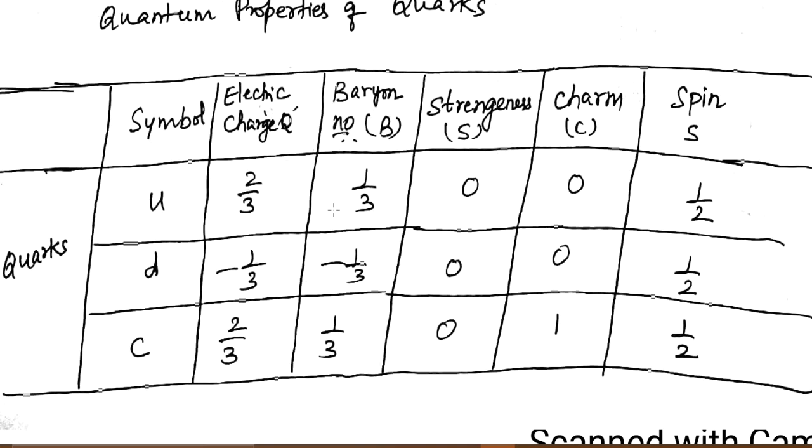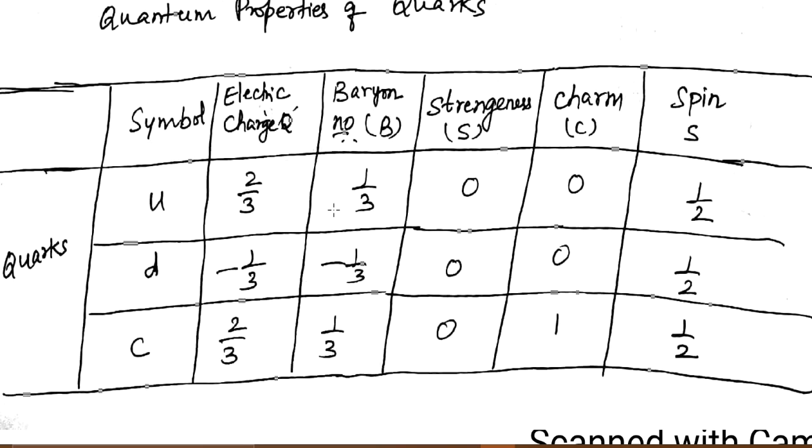The table I have not drawn neatly. Just go through the columns given in the tabular column: quarks, their symbol, electric charge Q, baryon number, strangeness, charm, and spin. These are all quantum numbers, quantum properties of quarks. So we denote 3 types of quarks as U, up quark, D, down quark, C, charm quark.